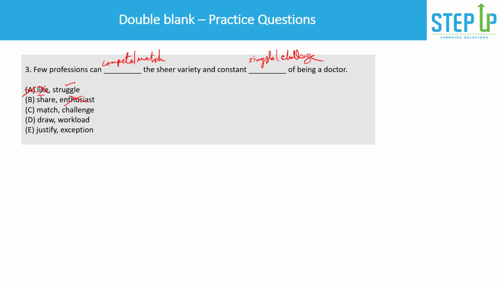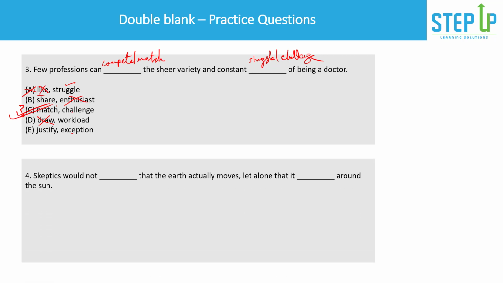C, few professions can match the sheer variety and constant challenge. See, we are almost getting the right option, but okay, let's look at the other options. Few professions can draw the sheer variety, draw, again wrong option. Few professions can justify, okay, the sheer variety and constant exception, no, I think best option is C option, right? So that's how you sort of come to this. So I hope you're getting a good idea and doing all of this on your own. So you may want to pause the video and attempt on your own.